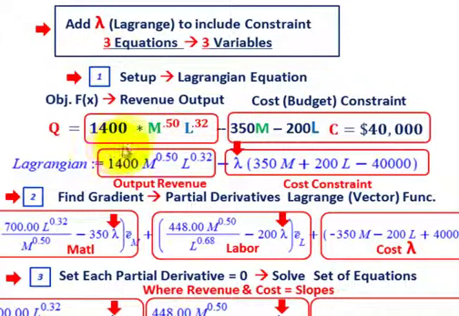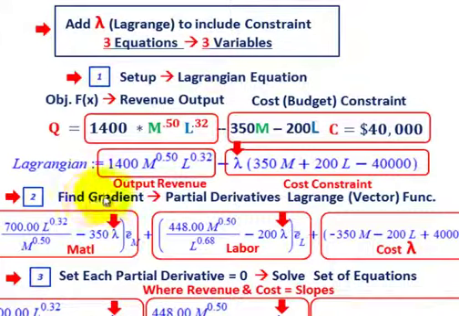Okay, so to set up our Lagrangian equation, we just take our revenue output, bring that down here, and we subtract from it our cost or budget constraint. This is where we add in that Lagrangian multiplier: you take that Lagrangian multiplier times the quantity 350 material plus 200 in labor minus 40,000, the amount that we're budgeted for. Okay, so that's the first thing we have to do to set up the Lagrangian. Remember, this was our output, our revenue, and this was our cost constraint over here, and this is where we added in that Lagrangian multiplier.